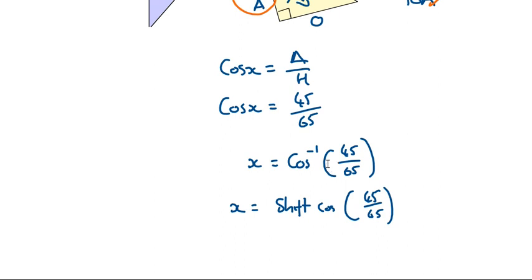Oh, I said sine. Shift cos. There we go. 45 divided by 65, and that's given me 46.2. The answer for these is obviously always in degrees. So I've got 46.2 degrees.